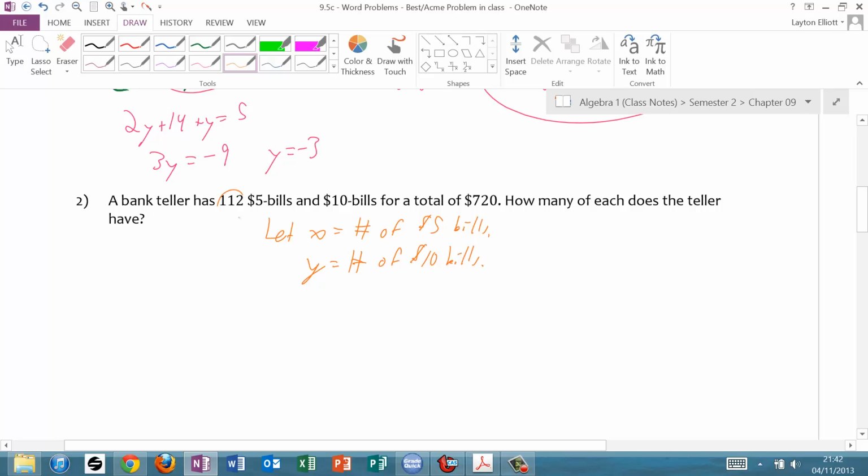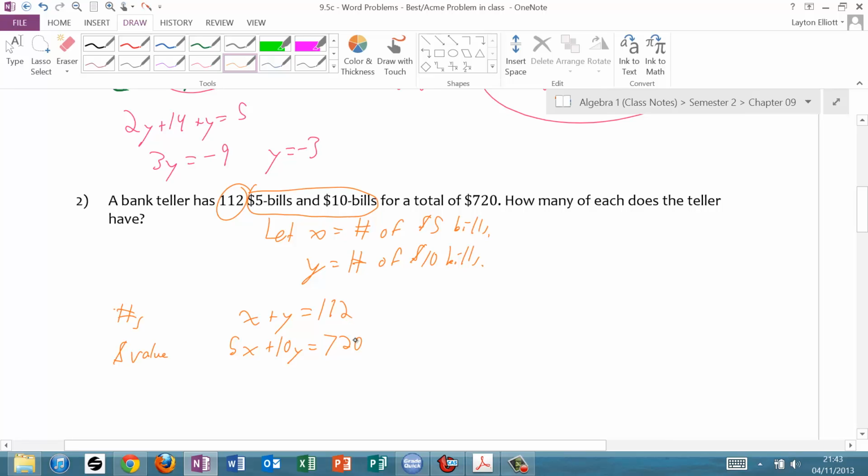And if it says you have 112 total bills, we know that x plus y is equal to the total number of 112. That is our total amount, that we'll call our numbers. Then we have our dollar value. 5 times the number of $5 bills plus 10 times the number of $10 bills is equal to the total amount of money that you have.